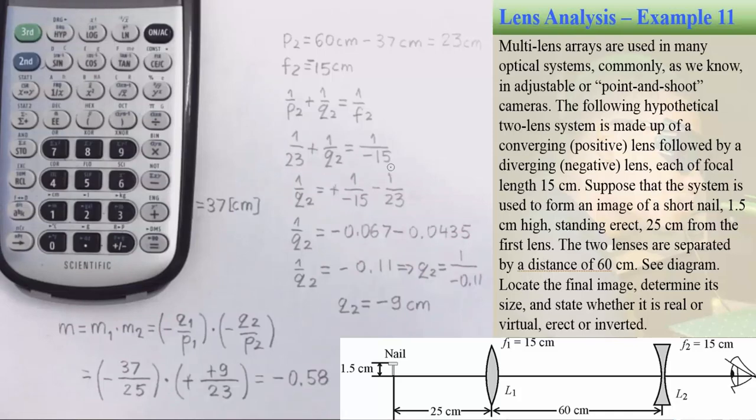the optical axis. So once more, the final image is virtual, positioned 9 centimeters to the left of the second lens. It is smaller than the original. It's 0.58 or 58% of the size of the original. And finally, it's inverted, meaning it's positioned below the optical axis.